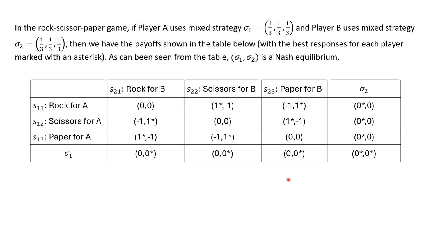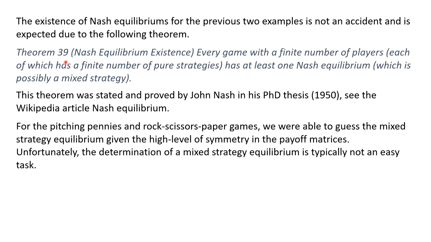Okay, so you may wonder if that always happens, and I have a theorem on the next slide that addresses that. So in fact, we have this theorem. Every game with a finite number of players, each of which has a finite number of pure strategies, has at least one Nash equilibrium, which is possibly a mixed strategy. So we saw that in the last two examples.